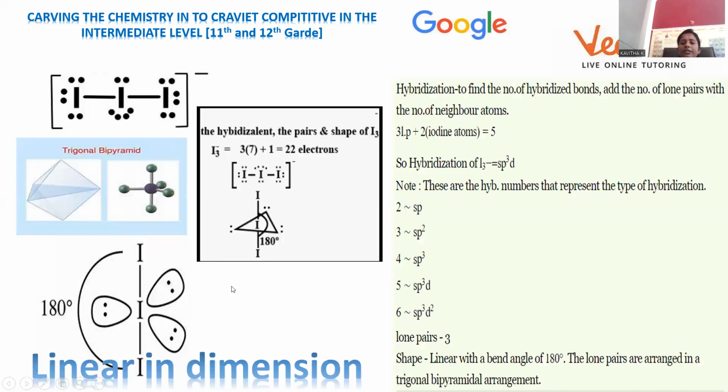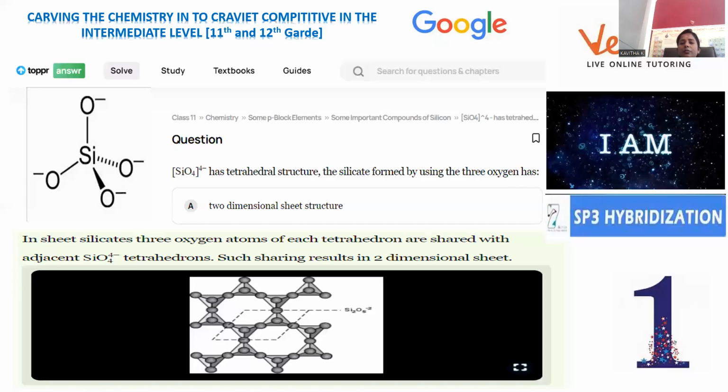Here the hybridization is sp3d. Whenever sp3d hybridization is there, it will be a trigonal bipyramidal geometry, with 3 lone pairs of electrons. So this is the kind of molecule where sp3 hybridization is not there, rather you can find sp3d hybridization. This is not possible.